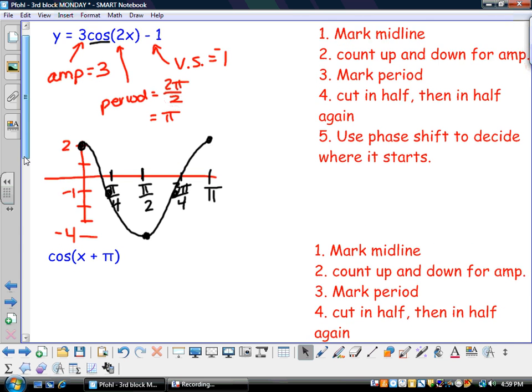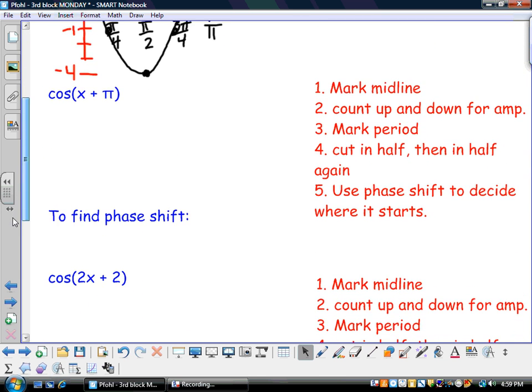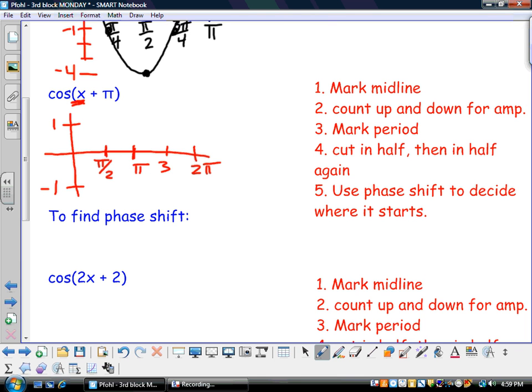We also did the next one. For this next one, it has no vertical shift, so its midline is right at 0. Its amplitude was 1, so it went up to 1, down to -1. The x is not being multiplied by anything, so it has a normal period of 2 pi. Cut it in half again. To get the third one, we'll count 1/2, 2 halves, 3/2, 3 pi over 2.